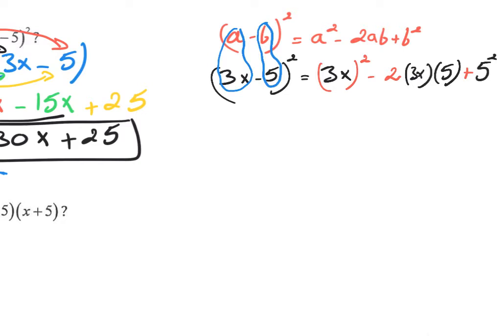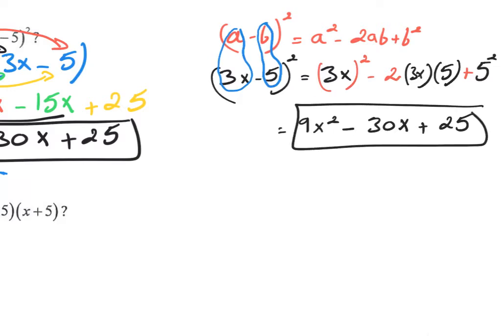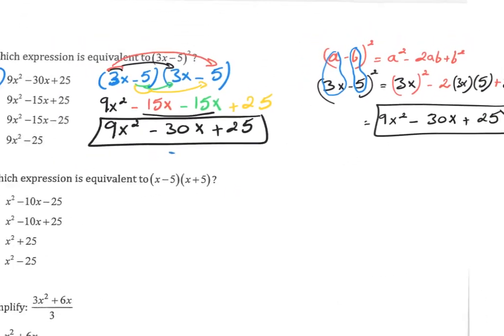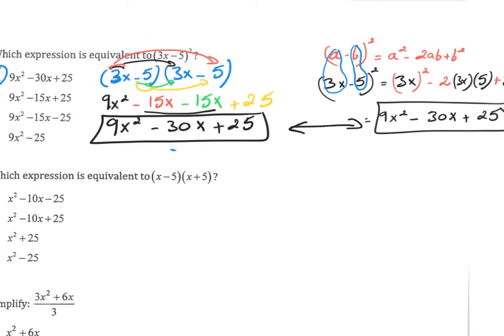And this is very useful for us because it's going to save us time. So we can continue here. We have 3x squared, that would be 9x squared, minus 2 times 3 is 6, 6 times 5 is 30, so 30x, and 5 squared would be 25. And that's the same answer as we got here, right? So we can use either way. You can use the FOIL method or you can use the perfect square method.